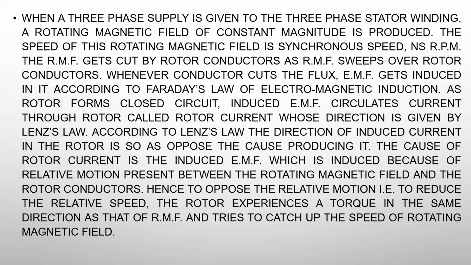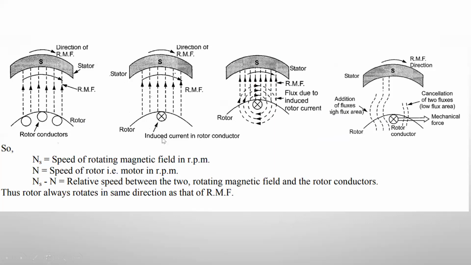Working principle of this type of induction motor. First of all, a three-phase AC supply is given to the stator. As we have said, this is a three-phase AC supply, given to the star connected or delta connected stator. That will produce a rotating magnetic field. We know this is called the rotating magnetic field, and the rotor is placed inside that.